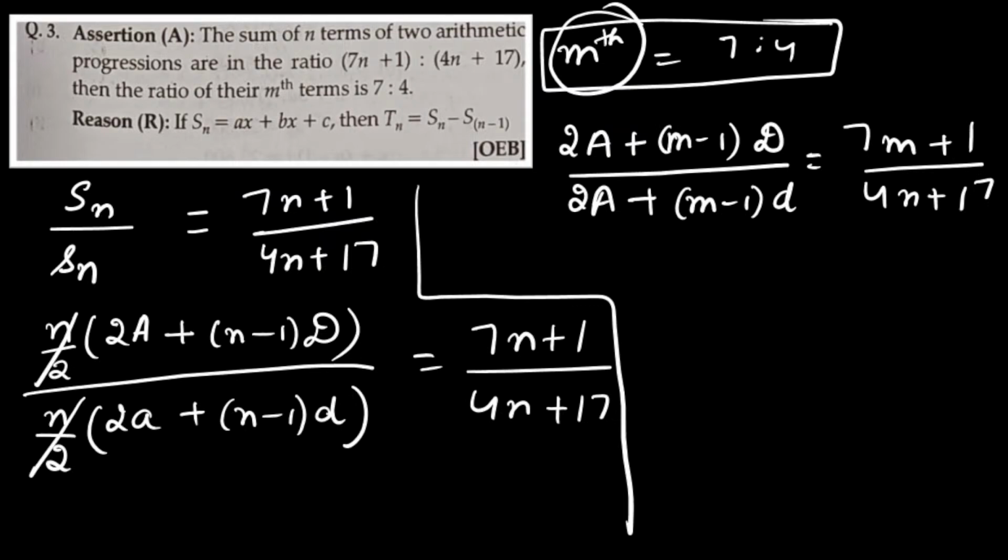But how will the mth terms look like? Any idea? We have to write the ratio of their mth term. See, the nth term looks like this: a plus n minus 1 into d. So that means this side we have to get this form. Now what should we do? We don't need 2a. Here small a is there. Only a we need. We don't need the 2 with a. So what can we do here?